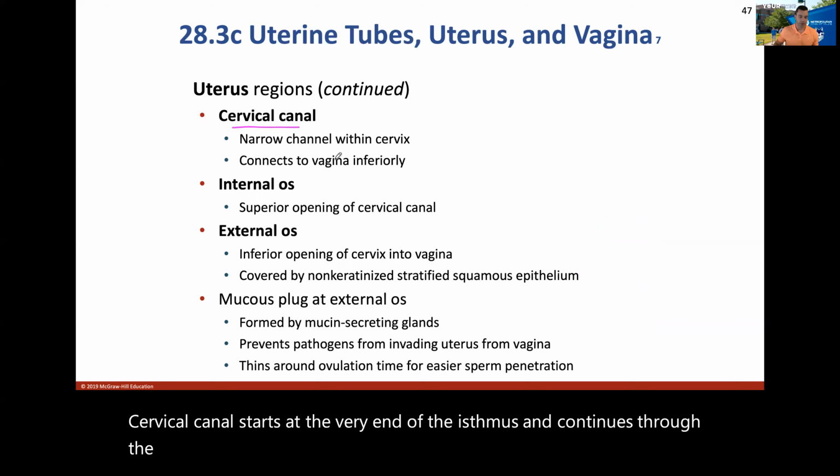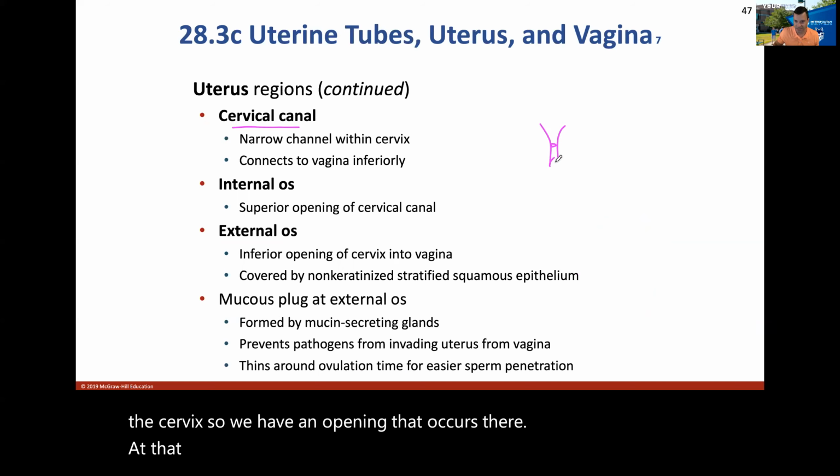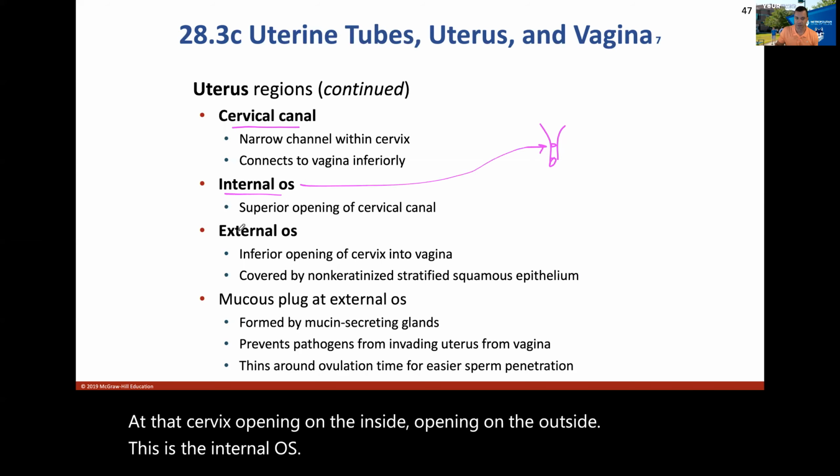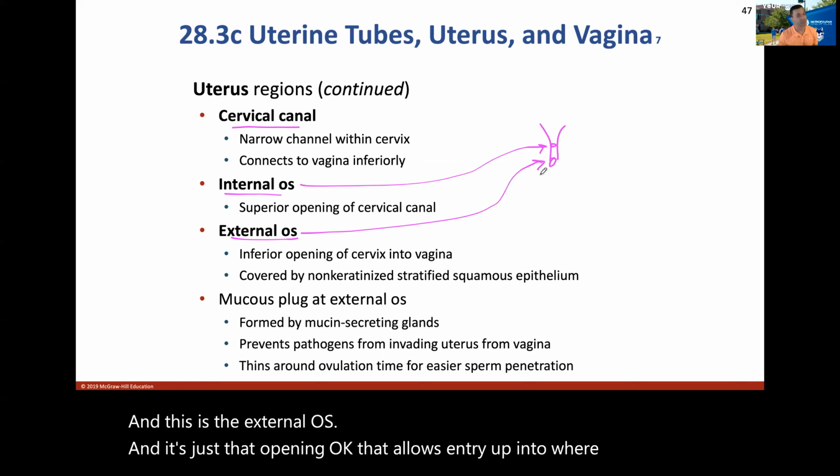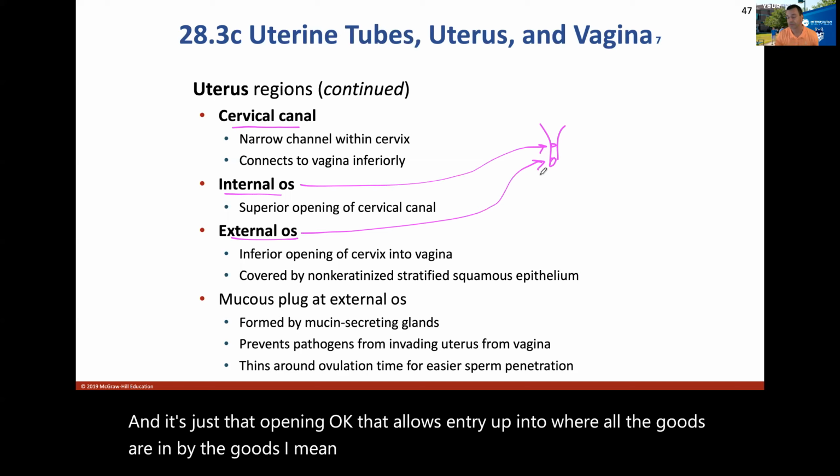So we have an opening that occurs at the cervix, opening on the inside, opening on the outside. This is the internal os. And this is the external os. It's just an opening that allows entry up into where all the goods are. And by the goods, I mean the fertilized eggs, or the potential eggs to fertilize.